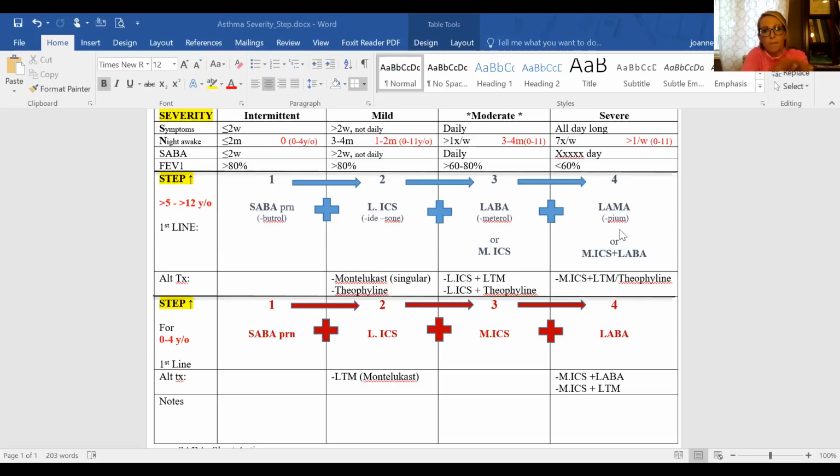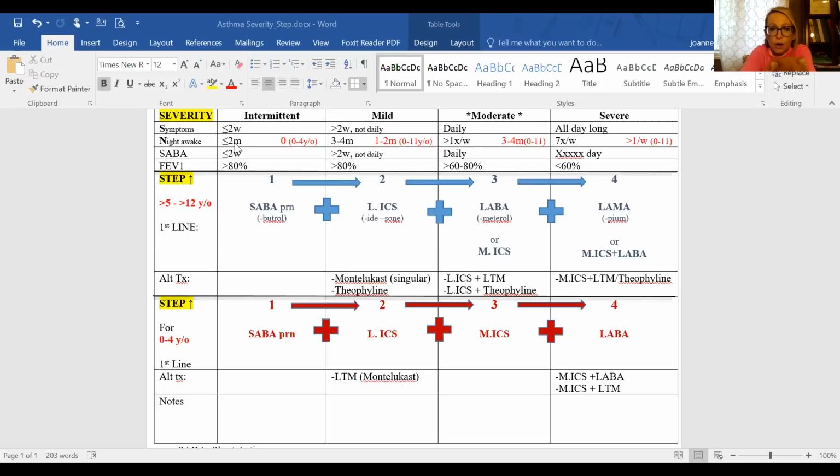Okay, let's talk about this. What does all of this mean? So the first part, top part here is severity. The only things I really care about are night awakenings or night symptoms, SABA, so short acting rescue inhaler use, right? And the FEV. And then we have the severity. There could be intermittent, mild, moderate, severe. Moderate is the most common one, right? Everything in black here is basically for the majority of the people. The red is the exceptions.